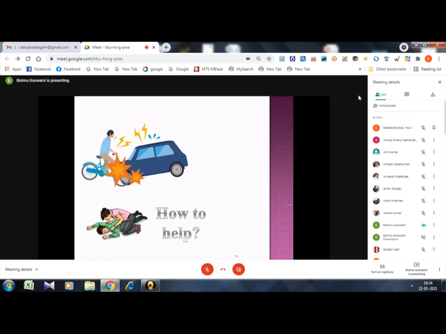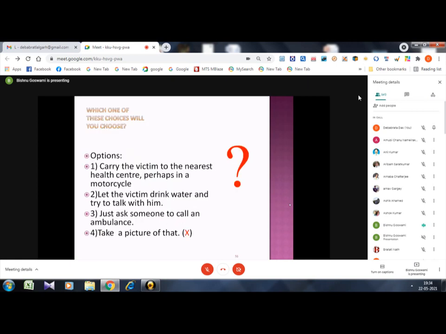So here is a problem for some of the younger members here. A car hits a passenger, a bicyclist, and the question is how to help him. Which one of these choices will you choose? One choice: carry the victim to the nearest healthcare, perhaps on a motorcycle. Two: let the victim drink water and try to talk with him. The third choice is just ask someone to call an ambulance, and the fourth choice is take a picture of that.